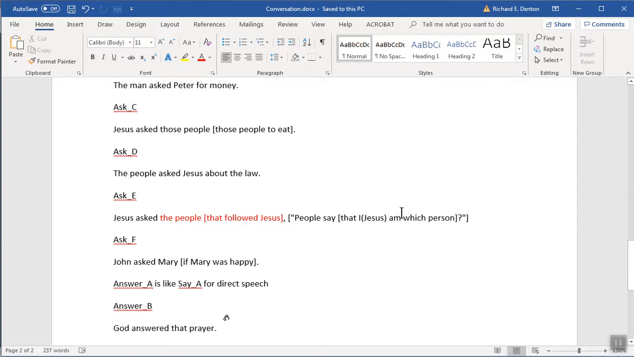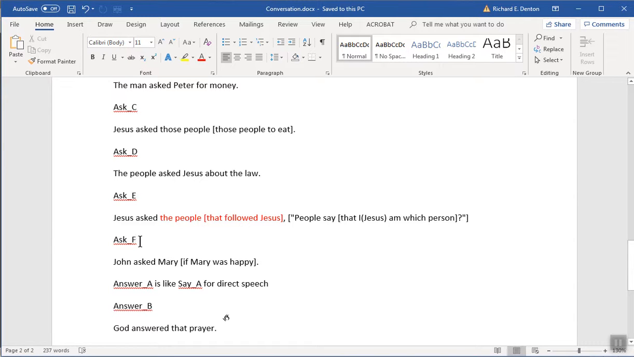Question mark goes inside the quote, not at the end. So, and that's kind of logical that the period, if there is one, always marks the end of the sentence that Jesus asked something, whereas the question mark is part of the quote. So this is just like direct speech, except for this where the question mark goes.